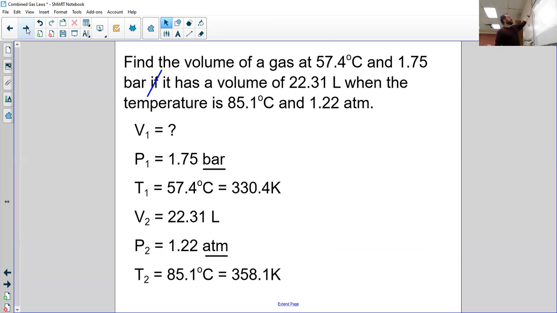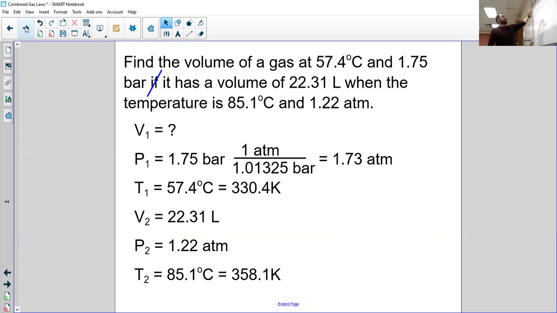Then we also have an issue with our units of pressure. So we have bar for one and atmosphere for the other. So we need to convert one of them. I chose to convert bar to atm. You can choose to do atm to bar. It doesn't really matter as long as they're the same units at the end. So 1 atmosphere is equal to 1.01325 bar. Get that equation going. We get 1.73 atmospheres for our P1.